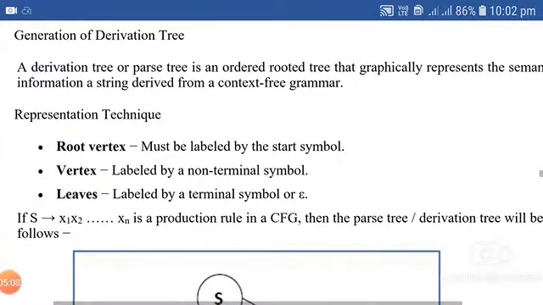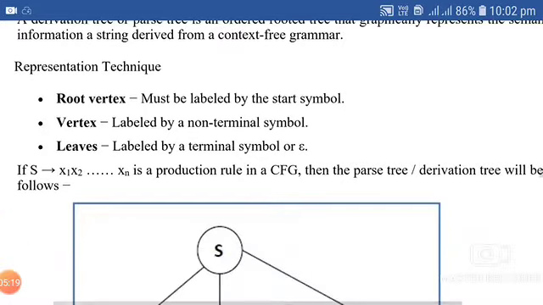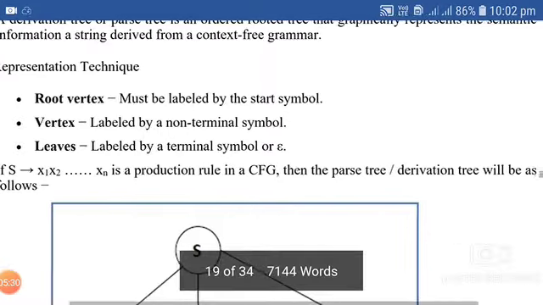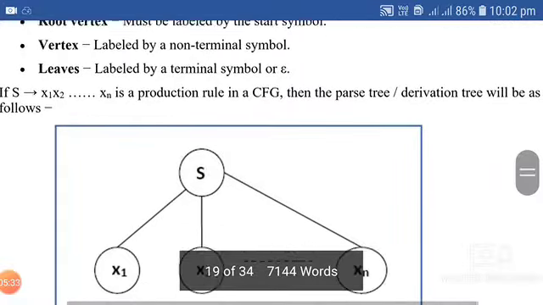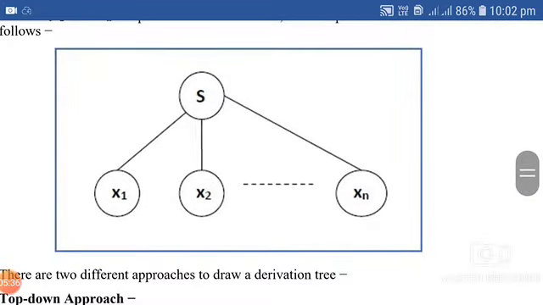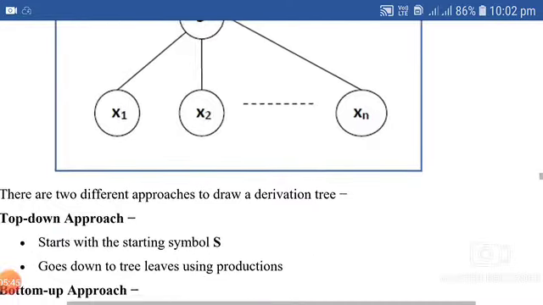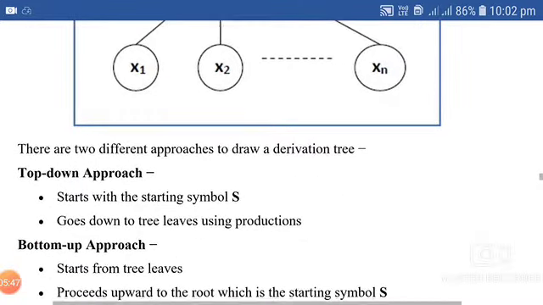Representation technique: it has a root vertex and leaves. The root vertex must be labeled by the start symbol, a vertex is labeled by a non-terminal symbol, and leaves are labeled by a terminal symbol or epsilon. If S gives x1, x2, up to xn is a production rule in a context-free grammar, then the parse tree or derivation tree will be as given in the diagram below. It consists of capital S in the first level as root node, and in the next level we have x1, x2, up to xn. There are two different approaches to draw a derivation tree.